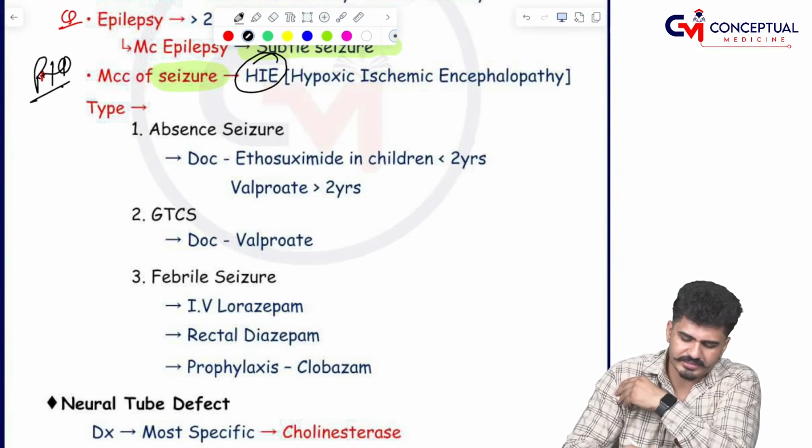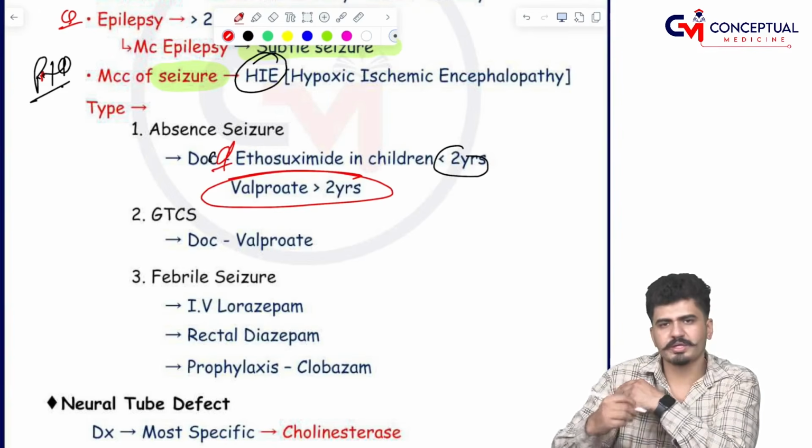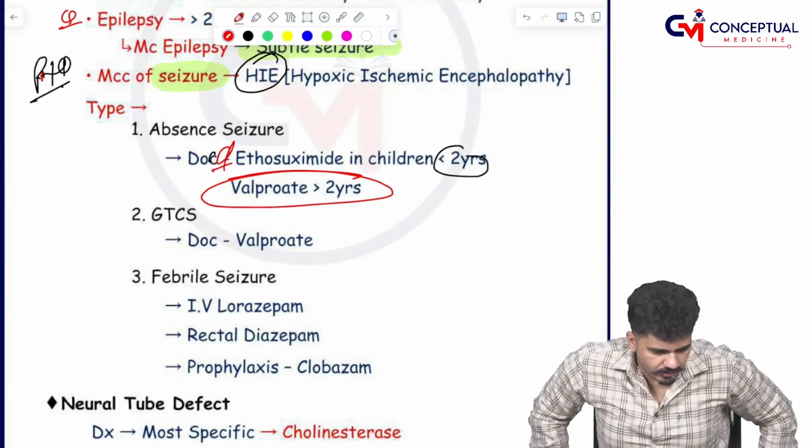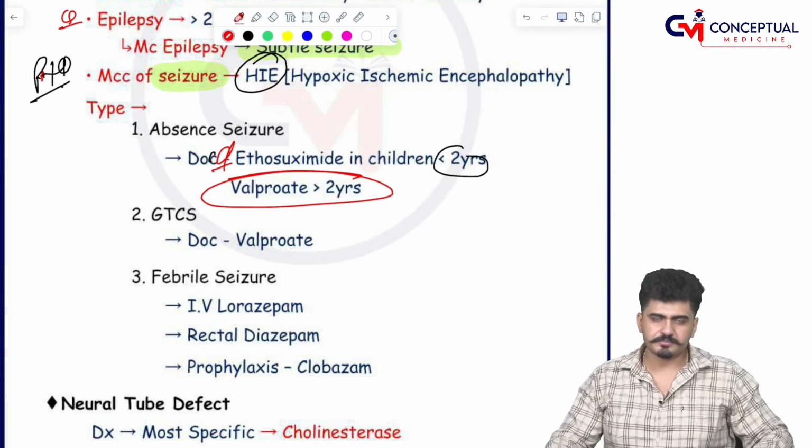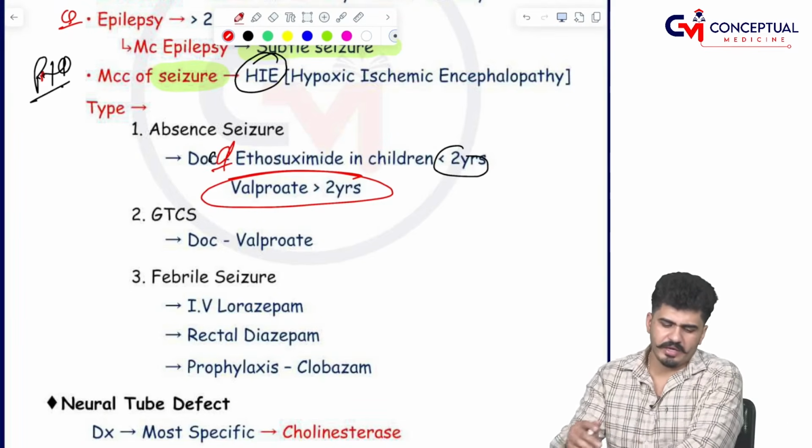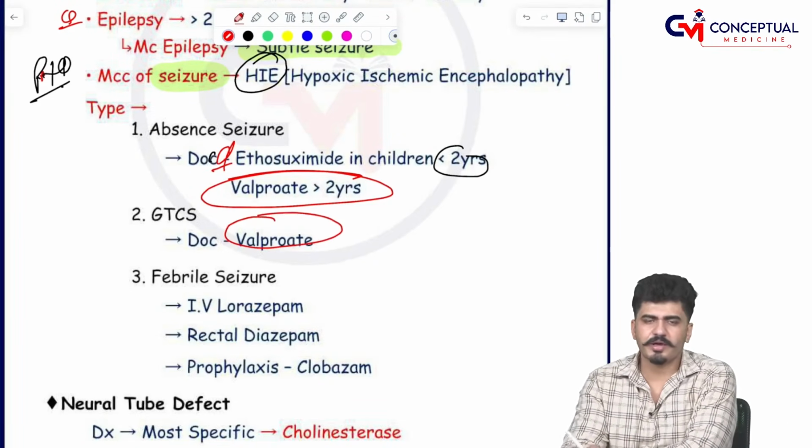Absent seizure. Drug of choice less than 2 years is going to be ethosuximide, and drug of choice more than 2 years is going to be valproate. Is going to be what, sir? Your valproate. Generalized tonic-clonic seizure. The drug of choice again is valproate.